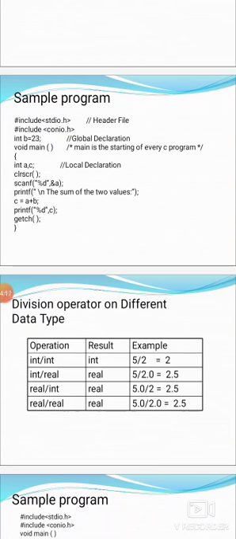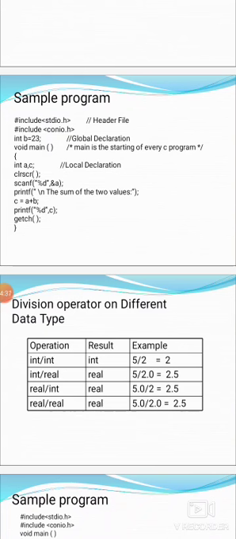Once you declare the variable inside the main function, that is called a local declaration, which means that particular variable can be used only inside the main function. So after the main function, you are declaring variables a and c, which are of the same integer type.